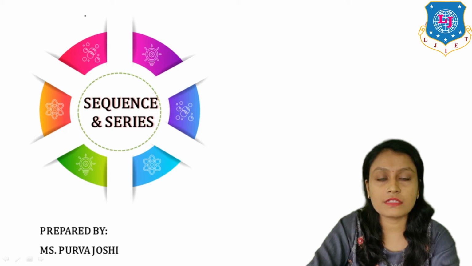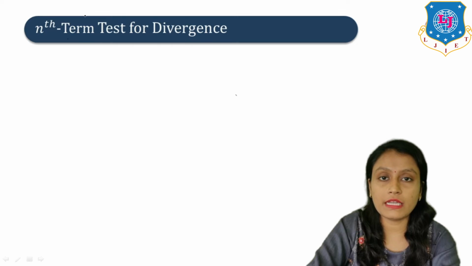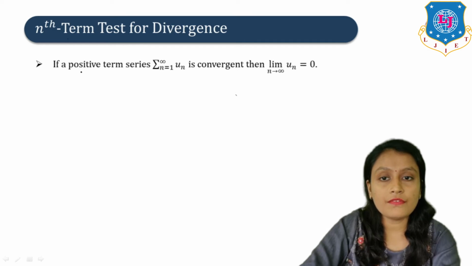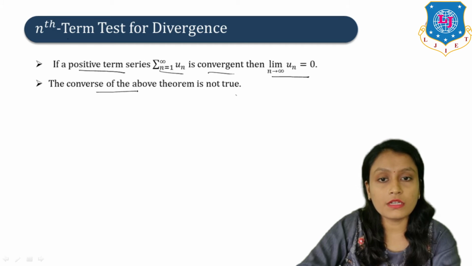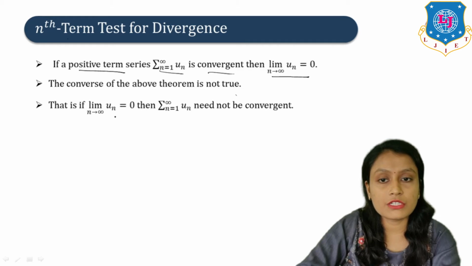Today we are going to discuss a few more topics of sequence and series. So let's begin with the first topic, that is nth term test for divergence. If a positive term series Σun is convergent, then limit n tends to infinity un is equal to 0. The converse of the above theorem is not true. That is, if limit n tends to infinity un is equal to 0, then the series Σun need not be convergent.